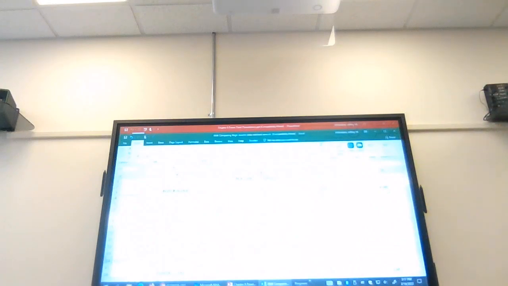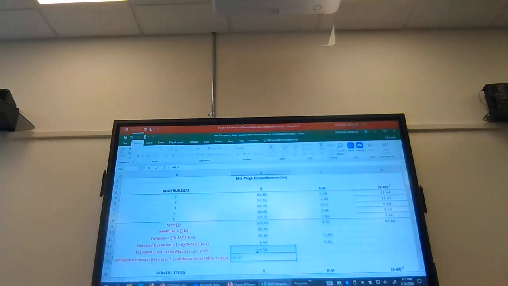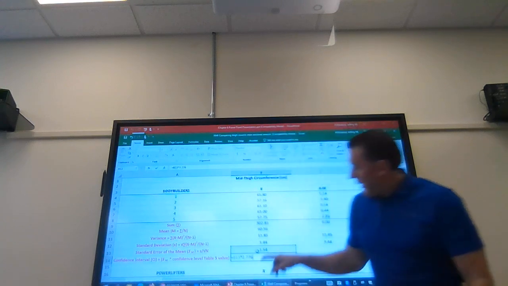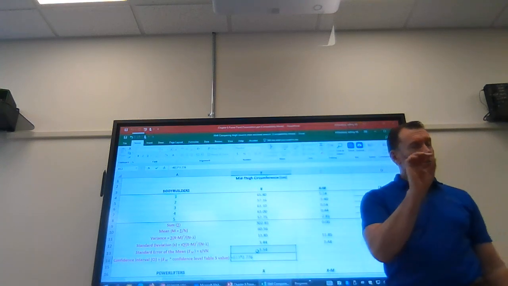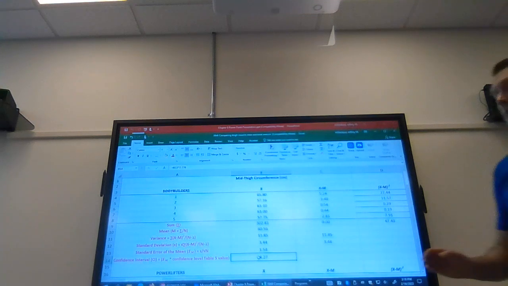So let's go to 95%. In Excel, to multiply something, you just use the asterisk symbol. And then what was the value again? 2.776. Okay, that's good. This is how we get our confidence interval: standard error multiplied by the table 5 value. It gives us 95% certainty that our population mean is somewhere within that interval. It's 4.27, and that's going to be a plus or a minus.